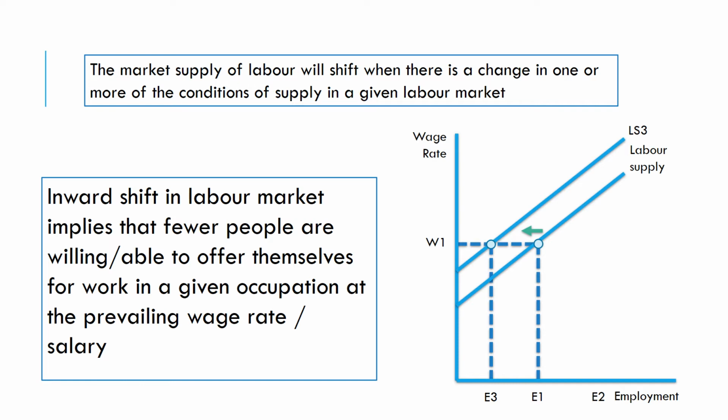Supply of labour can also shift when there's any change in the conditions of supply in a labour market. An inward shift in the labour market implies that fewer people are willing and able to offer themselves to work in a given occupation at the prevailing wage rate and salary. And so what might influence that? What might cause shifts in the labour supply?